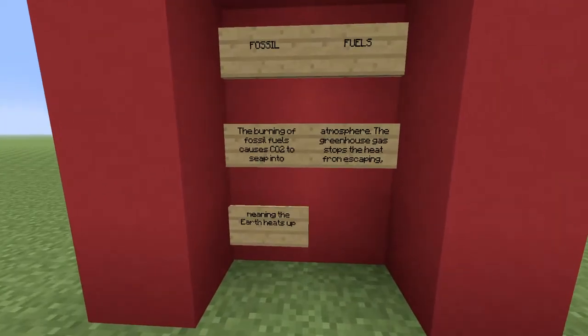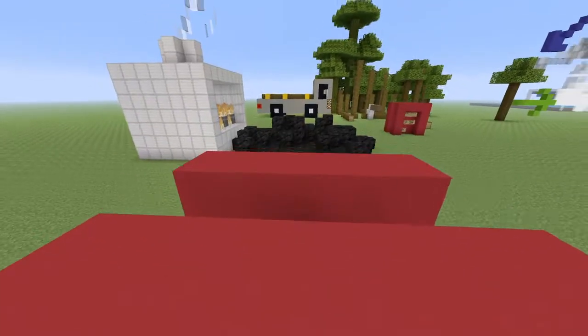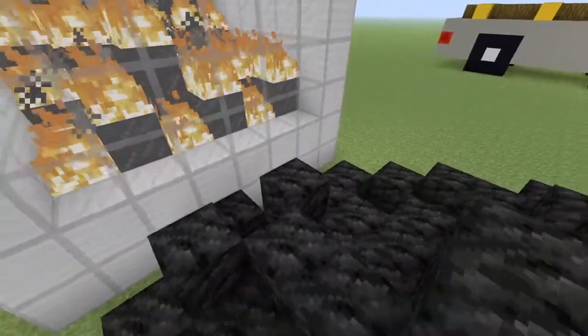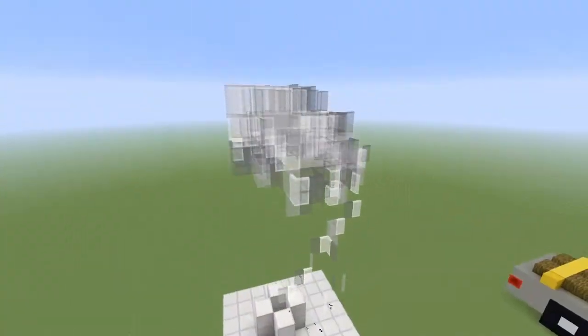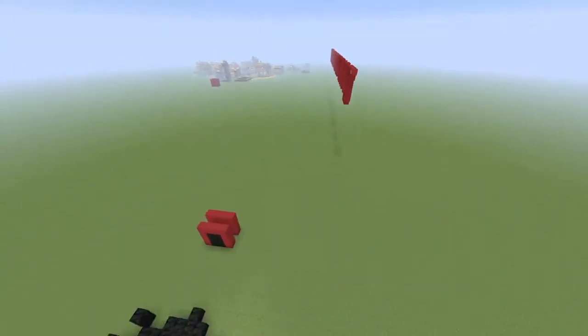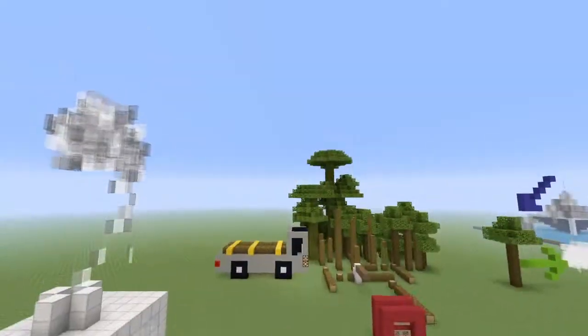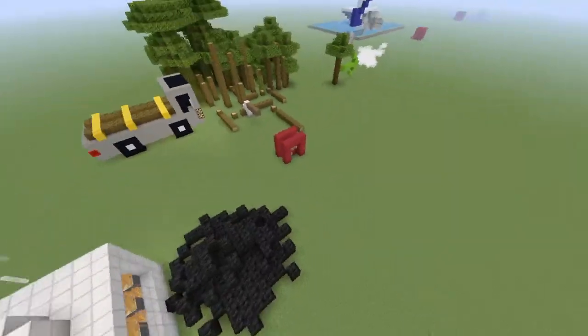The burning of fossil fuels causes CO2 to seep into the atmosphere. The greenhouse gas stops the heat from escaping, meaning the earth heats up. As you can see, we've built a furnace with lots of coal. It burns the coal, and smoke and bad gases rise up into the atmosphere and stop the heat from coming out of it.